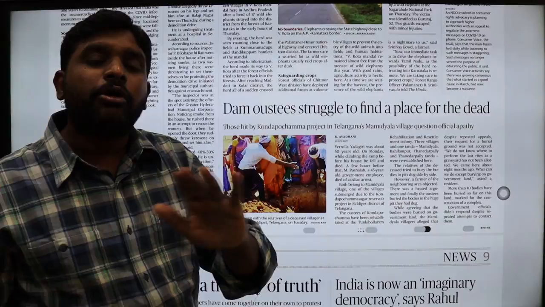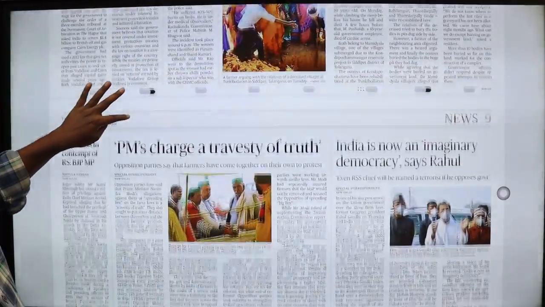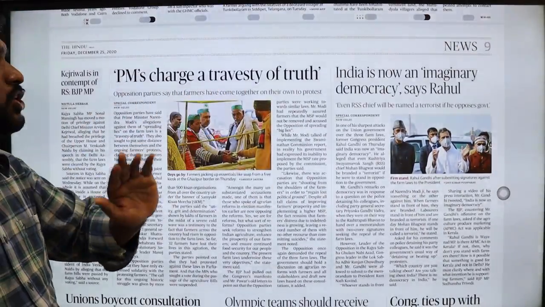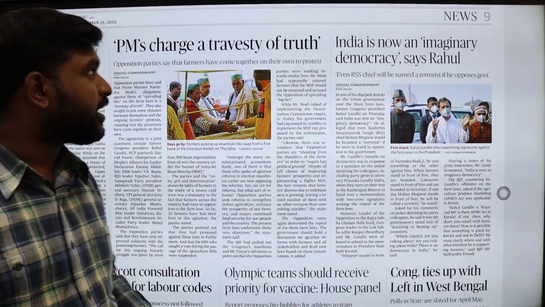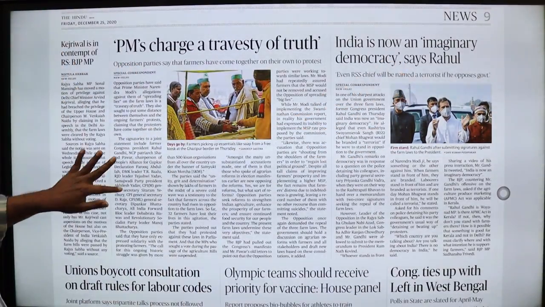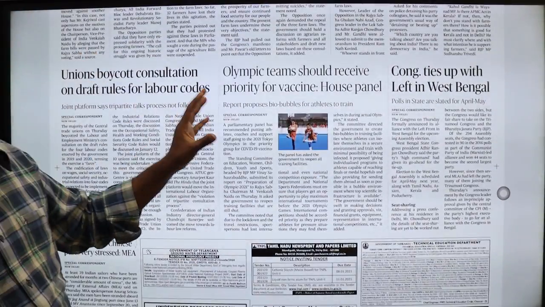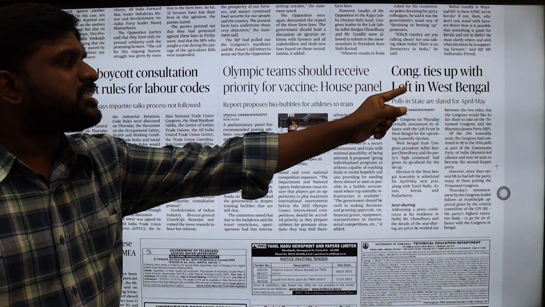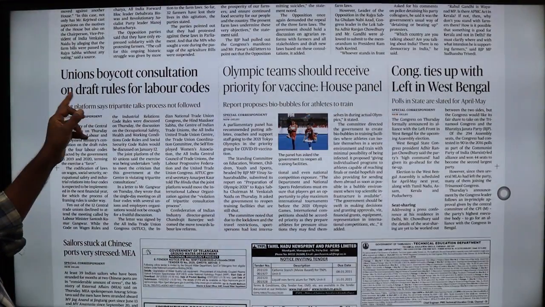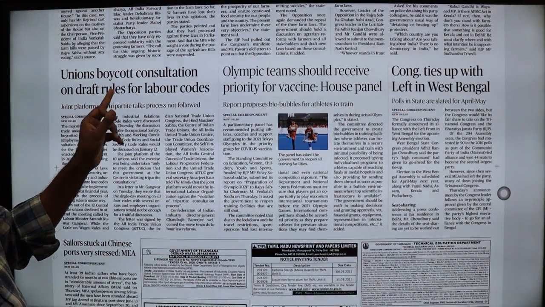This is a regional point of view, not required. Prime Minister charged a travesty of truth, not required. India is now an imaginary democracy, says, not at all required. Kejriwal is in contempt of Rajya Sabha, not required. This is a Delhi paper. Olympic team should receive priority for vaccine. Congress tie-ups with Left in West Bengal. Unions boycott consultation on draft rules for labor codes.